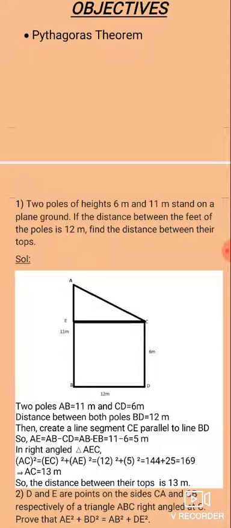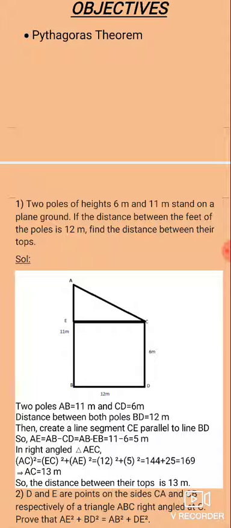Two poles of heights 6 meter and 11 meter stand on a plain ground. If the distance between the feet of the poles is 12 meter, find the distance between their tops. Now listen carefully. Two poles AB equal to 11 meter and CD equal to 6 meter. Distance between both poles BD is equal to what? 12 meter. Then create a line segment CE parallel to line BD.